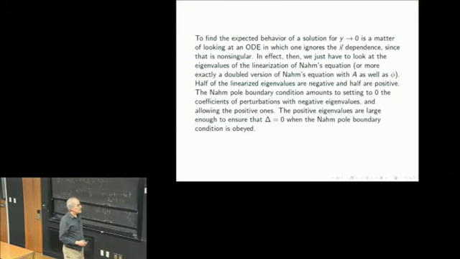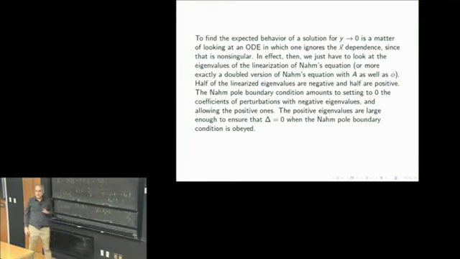Half the linearized eigenvalues are negative and half are positive. The non-pole boundary condition amounts to setting to 0 the coefficients of perturbations with negative eigenvalues and allowing the positive ones. Then you check that the positive eigenvalues are large enough to ensure that delta is 0 when the non-pole boundary condition is obeyed.